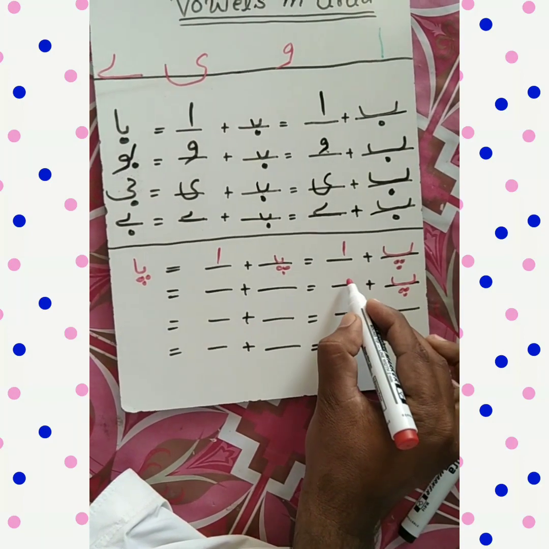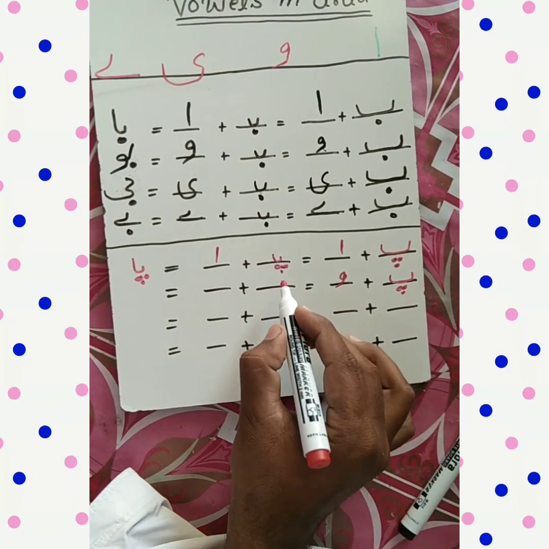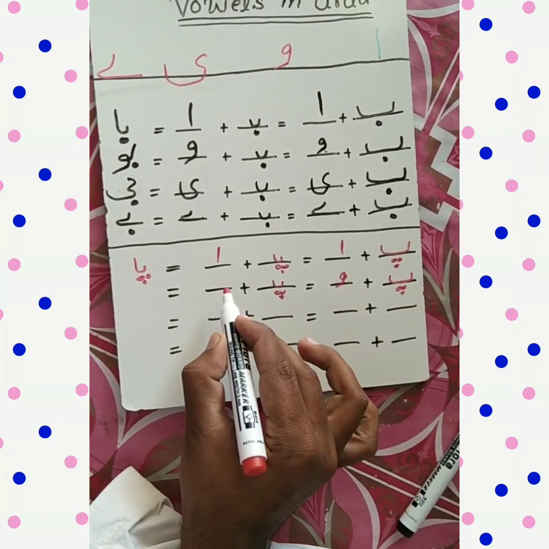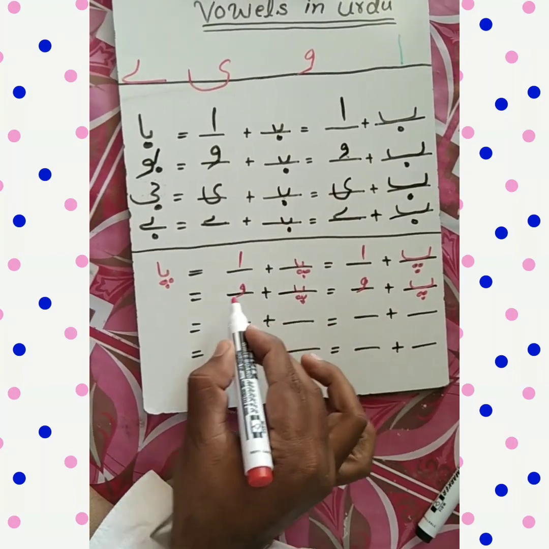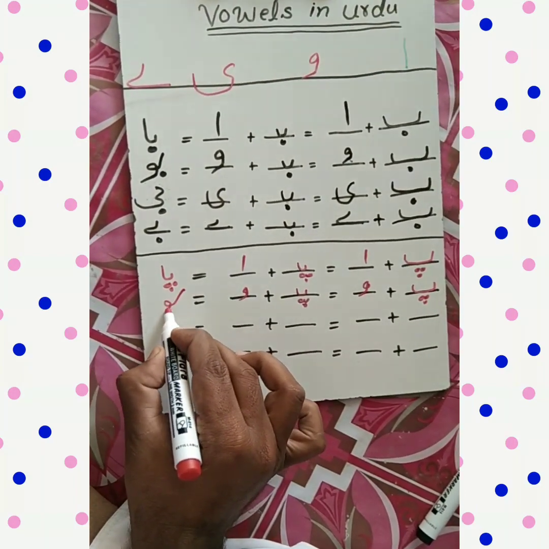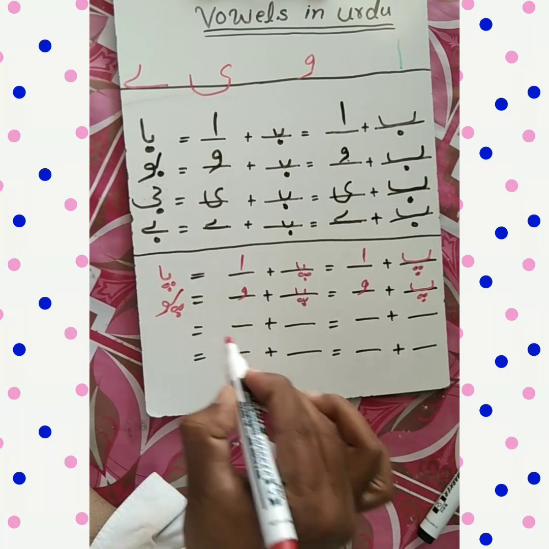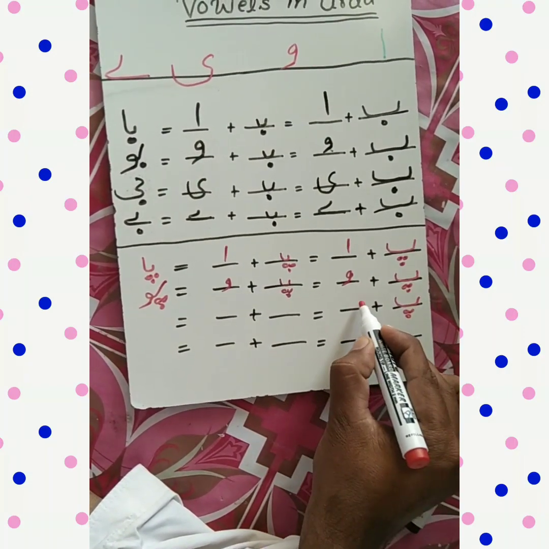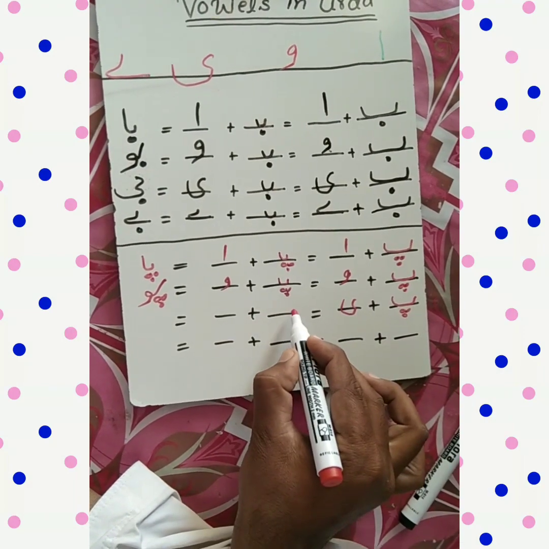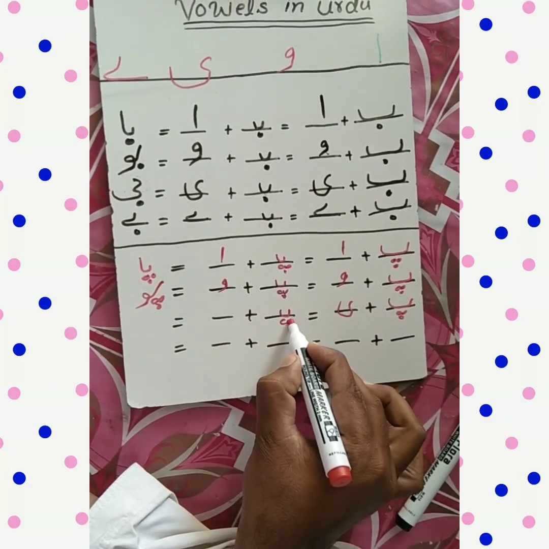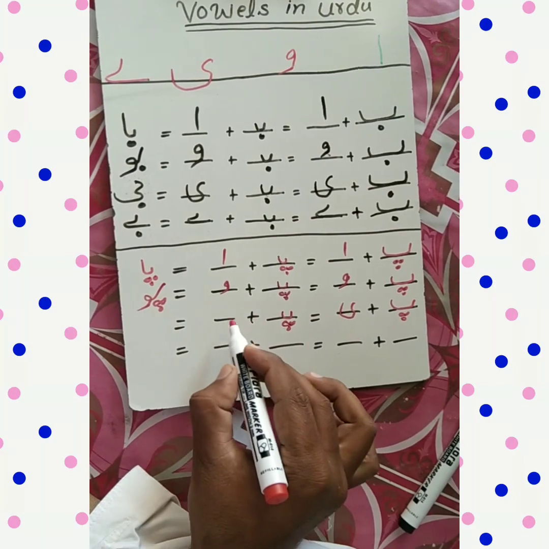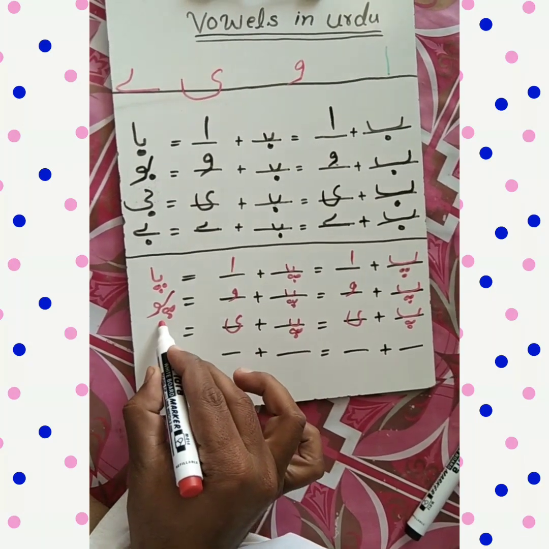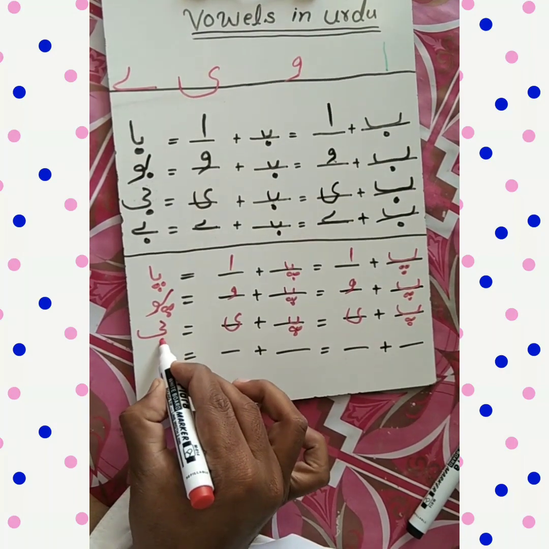Next we combine the second vowel, that is wa. We write pay. After that we write wa. Then we write half shape of pay, then we write wa, and we combine pay and wa, we get pay wa po. We write again pay, and we combine the third vowel, that is ye, and here we write half shape of pay. We write choti ye, and when we combine this, we get pay choti ye pi.